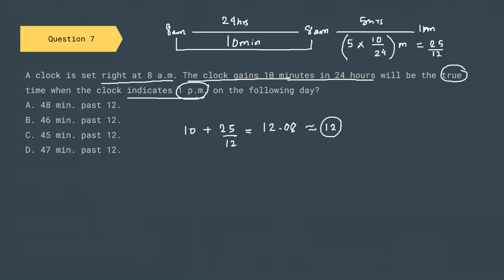So when the clock shows 1 p.m. the next day, we are actually 12 minutes ahead of the actual time. Let me repeat this fact again. On the next day, when the clock is showing 1 p.m., we are actually 12 minutes ahead of the true time. So the actual time will be 1 p.m. minus 12 minutes, that is going to give us 48 minutes past 12. So the actual time is 12:48.